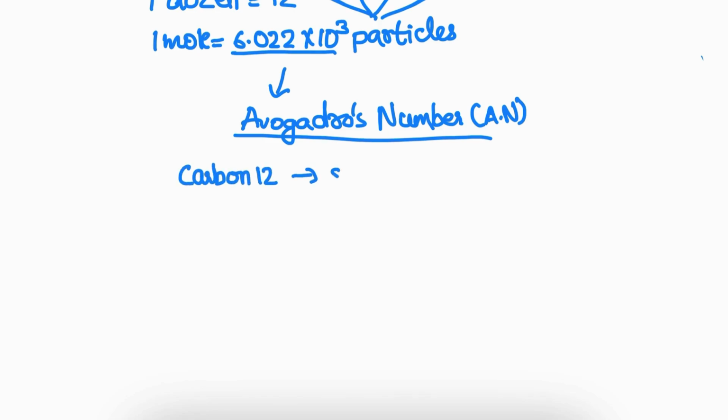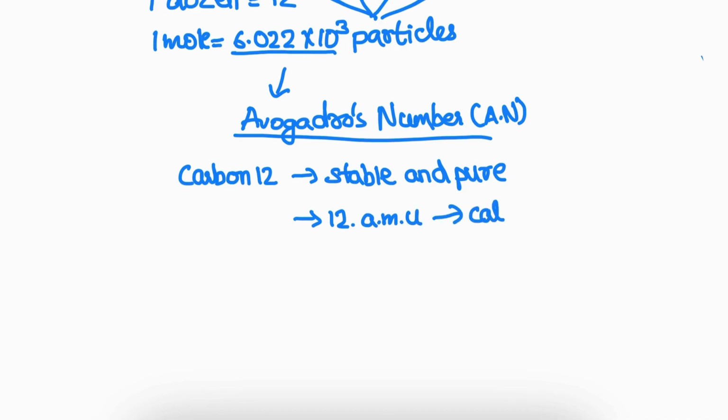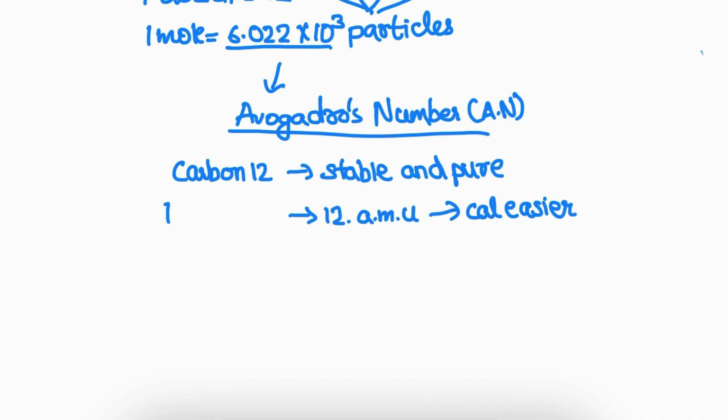For that, the scientists took a standard element, carbon-12. Why did they choose carbon-12? Because it's stable and pure. C12 is the most abundant isotope of carbon, and it is present at 98%. And it has a whole number atomic mass, which is 12 atomic mass units, and it makes the calculations much easier. Who wants to complicate life, right? Even scientists want to make their life easier.